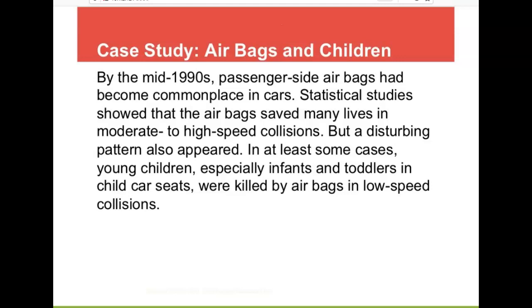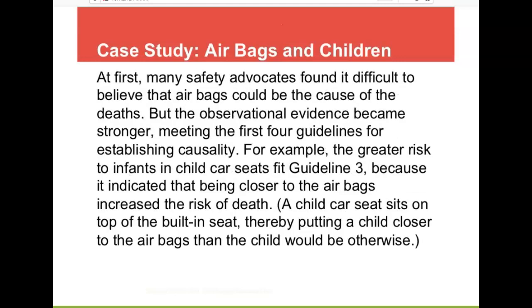And statistical studies showed that airbags saved many lives in moderate to high-speed collisions, but a disturbing pattern also appeared. In at least some cases, young children, especially infants and toddlers in child car seats, were killed by airbags in low-speed collisions. So at first, many safety advocates found it difficult to believe that airbags could be the cause of the deaths, but observational evidence became stronger, meeting the first 4 guidelines for establishing causality, meaning the greater risk to infants in child car seats fits guideline 3 because it indicated that being closer to the airbags increased the risk of death, because a child car seat sits on top of the seat, which puts the infant closer to the airbag, right?